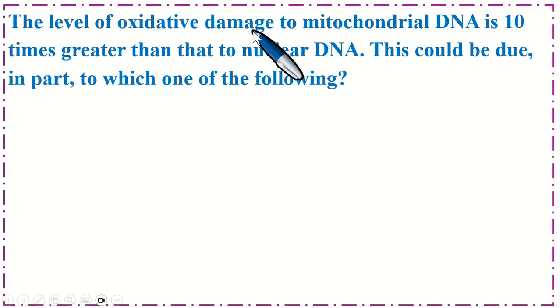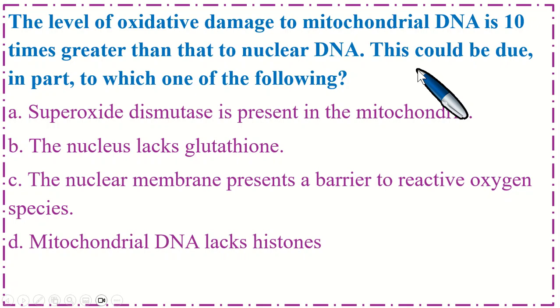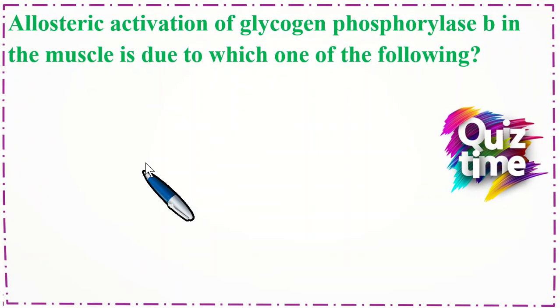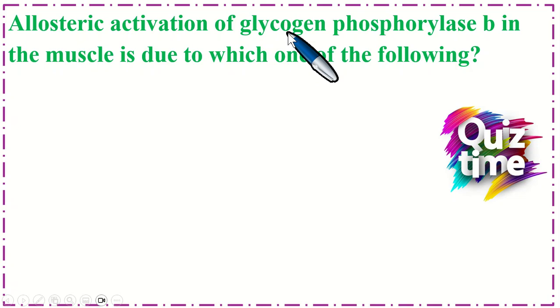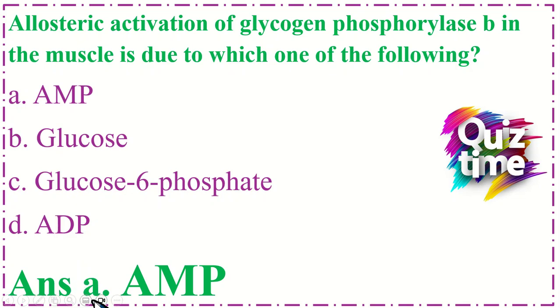The level of oxidative damage to mitochondrial DNA is 10 times greater than that to nuclear DNA. This could be due to, in part, which one of the following? Correct option is D. Mitochondrial DNA lacks histones. Allosteric activation of glycogen phosphorylase B in the muscle is due to which one of the following? Correct option is A. AMP.